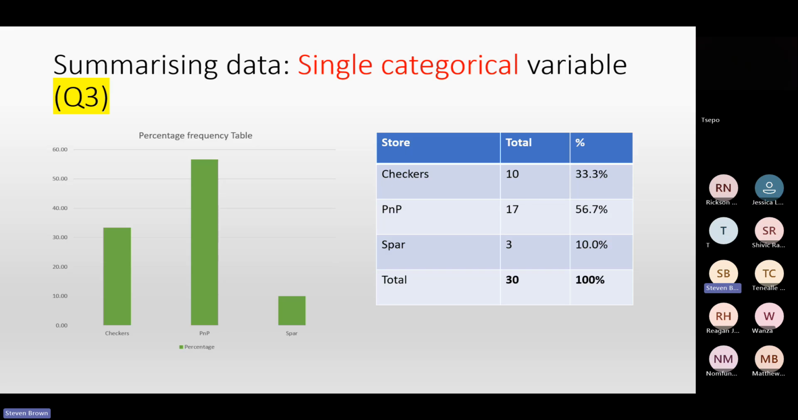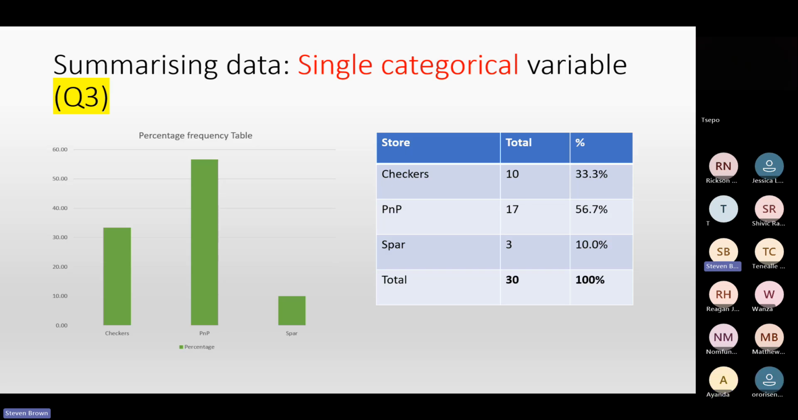For instance, the stores Checkers, Pick n Pay and Spar, how many people visited, and then the percentages here. So it'll be 10 out of 30, 17 out of 30, 3 out of 30. So you can get a bar chart that requires you to look at the raw data, or you can get a bar chart that requires you to look at the percentages. Class, check what they're asking you. Generally, they'll ask you for the raw data.